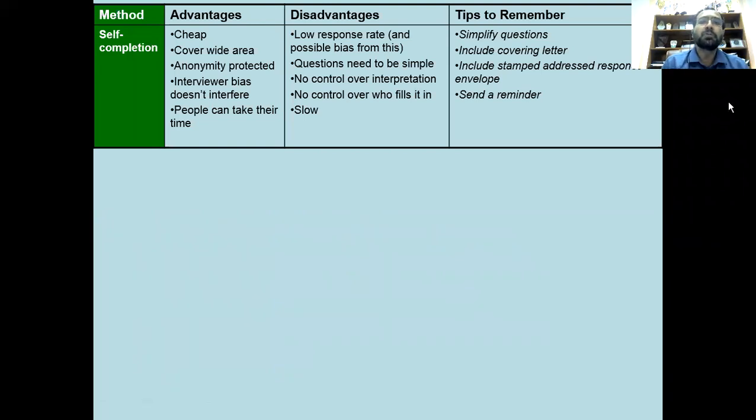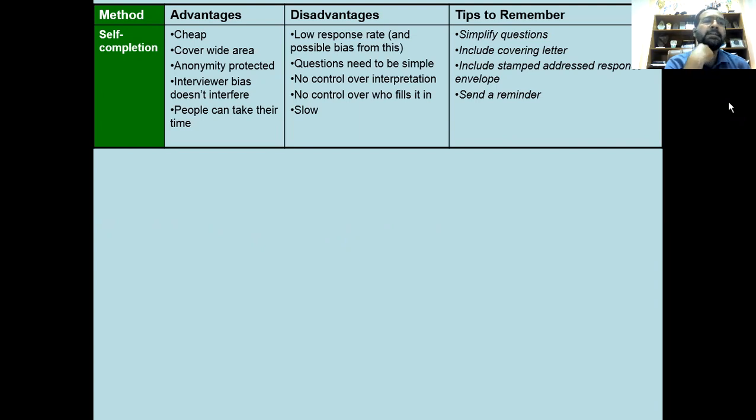Okay, so the next is about methods. Number one, self completion. How you will go about it. Advantages: it is cheap, covers a wide area, and anonymity is protected.